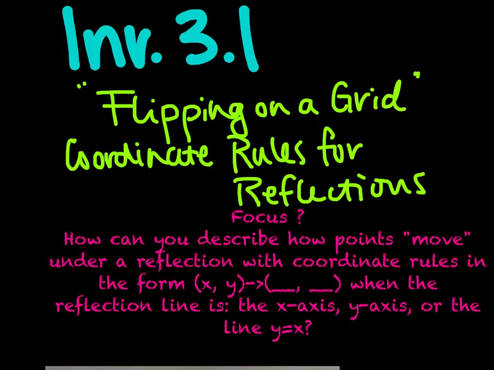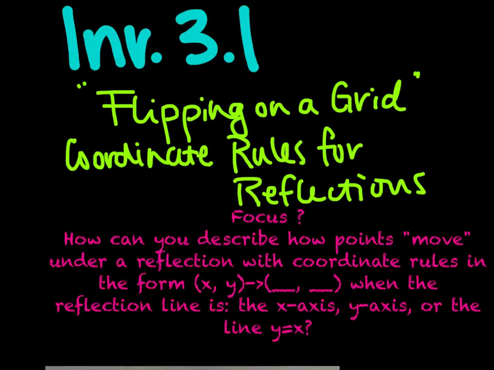Welcome to Investigation 3.1, Flipping on a Grid. This is essentially coordinate rules for reflections. Our focus question for this is, how can you describe how points move under a reflection with coordinate rules in the form of (x, y) becomes whatever, when the reflection line is across the x-axis, the y-axis, or the line y equals x.